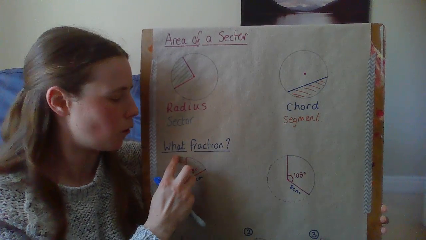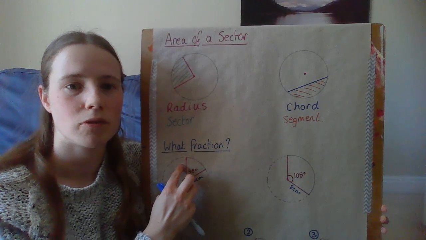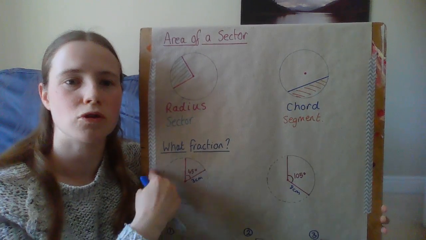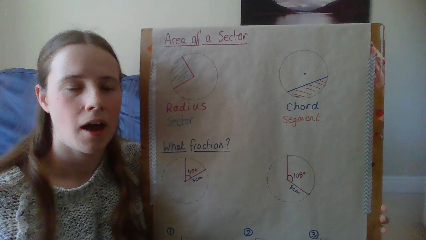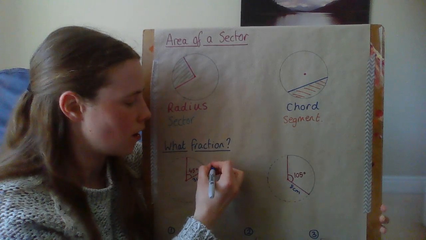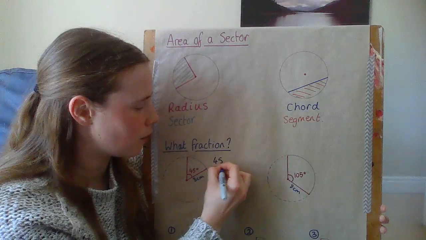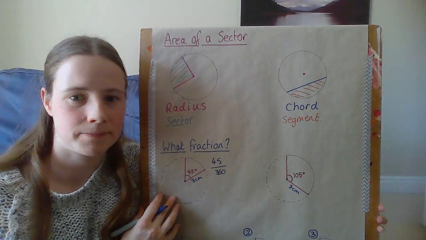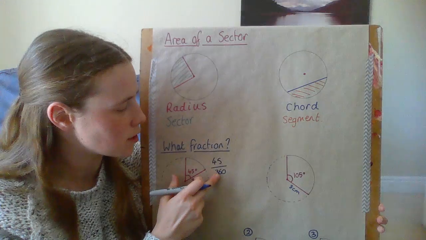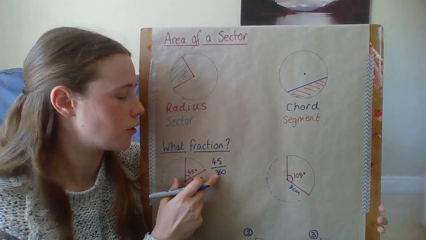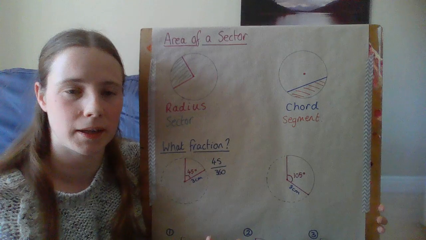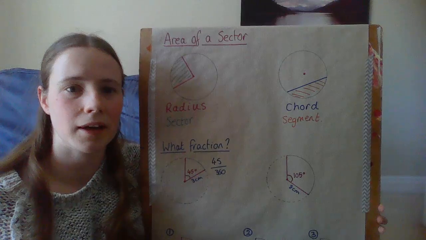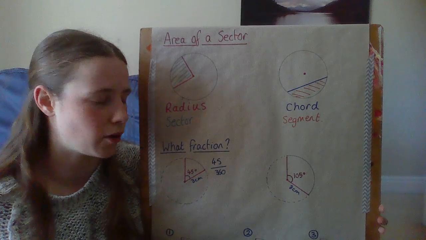Hopefully you know that all the way around a circle is 360 degrees. So we have got 45 degrees out of the full 360. I'm going to write that as a fraction: I have 45 out of 360. And I'm then going to simplify my fraction. Now, you can divide this fraction top and bottom by 5, and you can also divide it top and bottom by 9. It doesn't matter which order you do it in, as long as you keep going until you can't divide down anymore, simplifying the fraction.